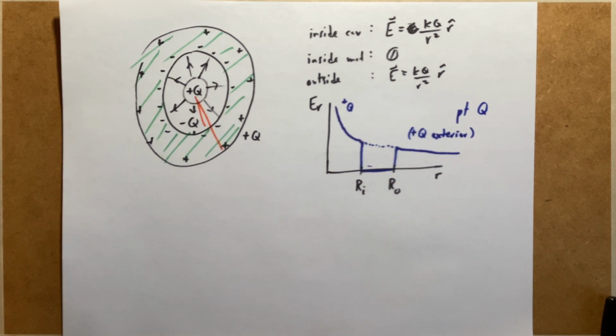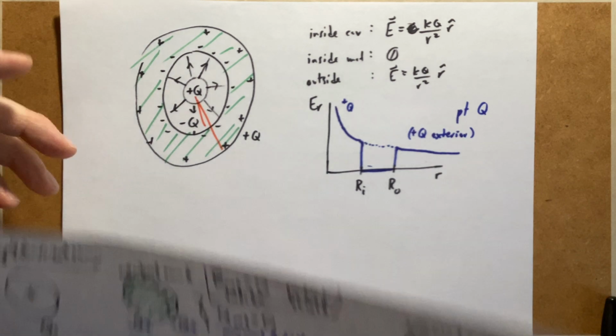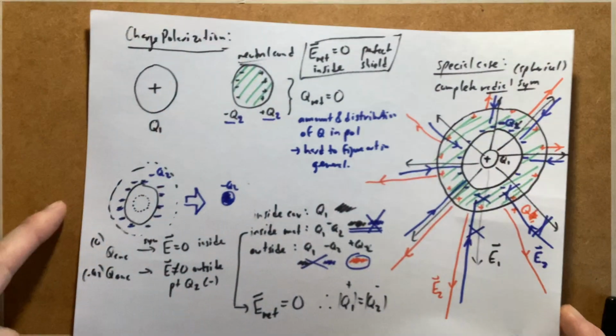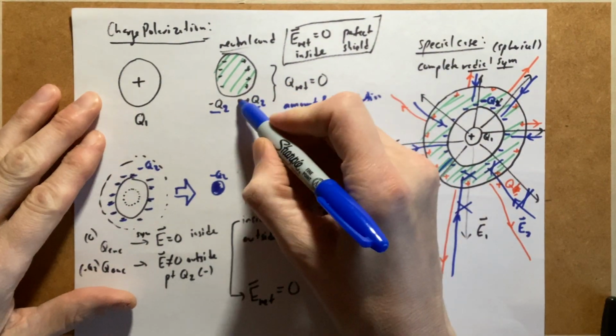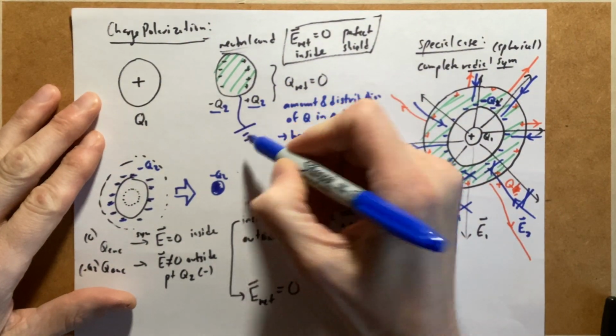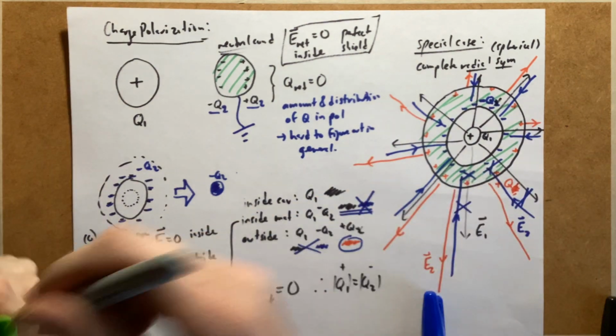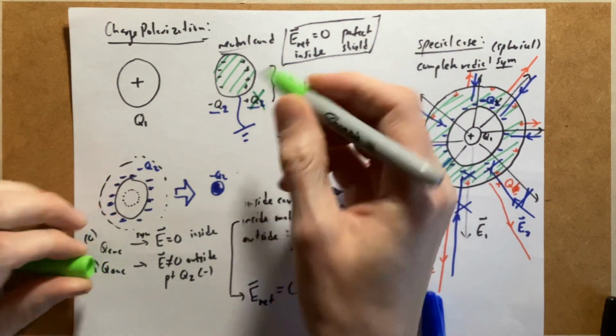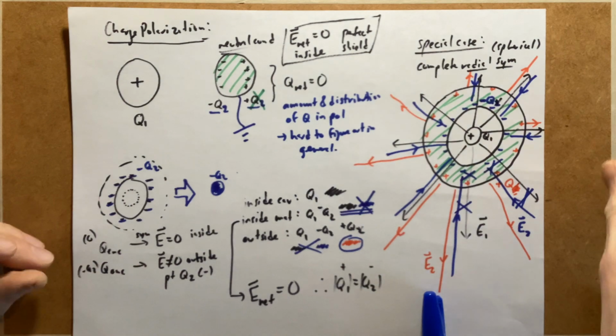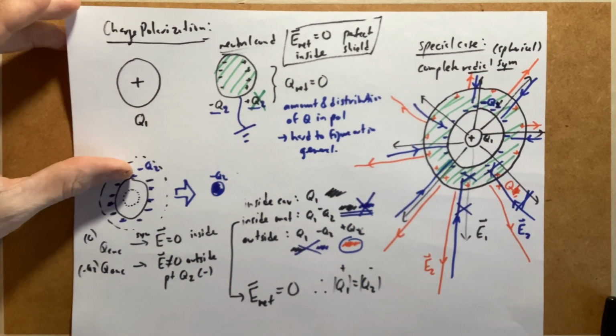Now, what else can we do with this? Well, let me go back to another trick that we did here. We did, of course, charging by induction. We grounded this guy. And what grounding does is wipe out half of the charge distribution. And so let's try that here.